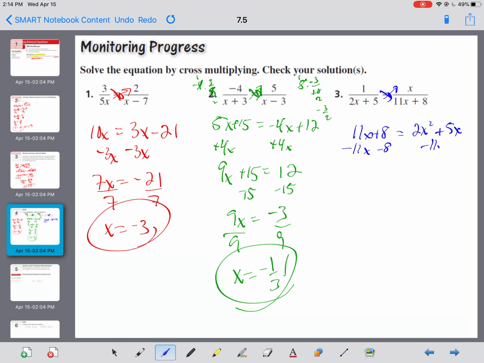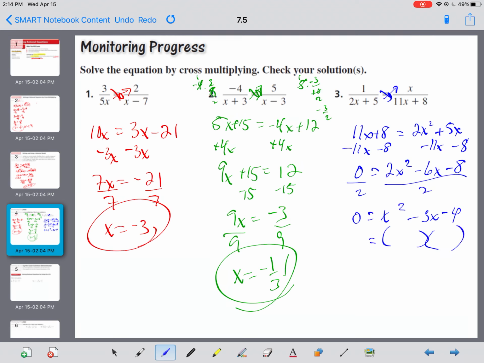Cross multiply. 11x plus 8 equals 2x squared plus 5x. That's a quadratic, so get it all on one side, set it equal to 0. So minus 11x minus 8. So 0 equals 2x squared minus 6x minus 8. I'm going to divide the 2 off of all of that. So x squared minus 3x minus 4. We're going to factor it. 4 factors into 4 and 1, and it needs to be negative, so the 4 is negative. So x equals 4, or negative 1.